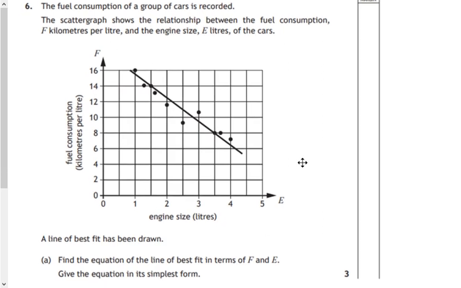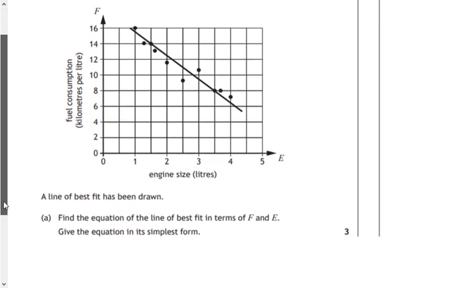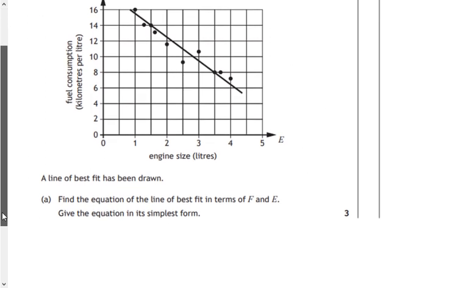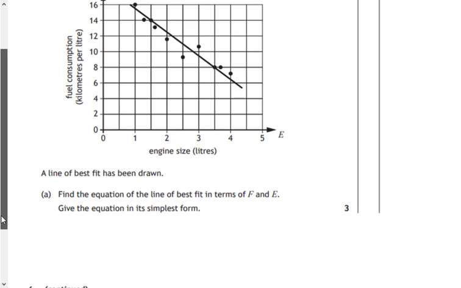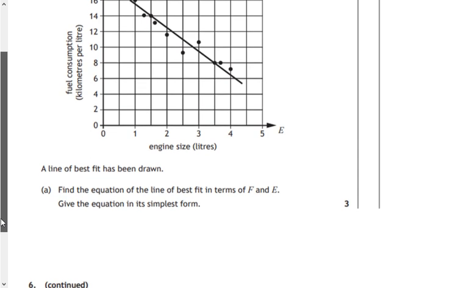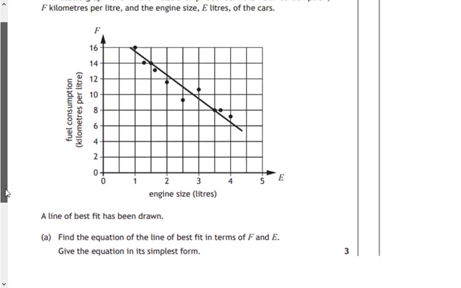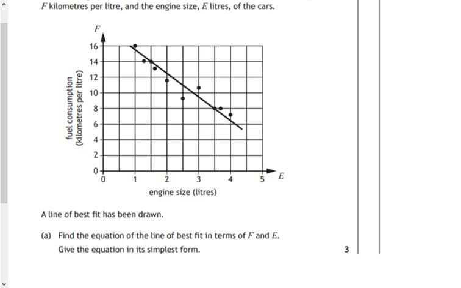The fuel consumption of a group of cars is recorded. The scatter graph shows the relationship between the fuel consumption, F kilometers per liter, and the engine size, E liters, of the cars. A line of best fit has been drawn. Find the equation of the line of best fit in terms of F and E, giving the equation in its simplest form. Okay, so if we have a look, we've actually got 2 coordinates here.